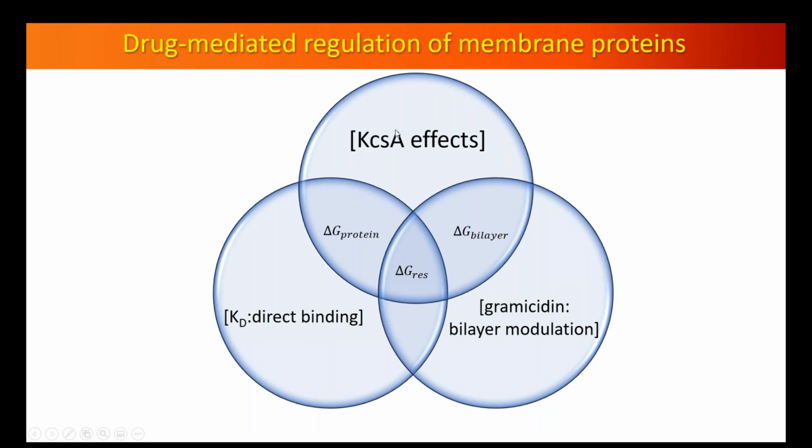If there's overlap between KCSA effects and affinity constants that we get for drug binding to KCSA alone, that would indicate that delta G protein is affected, and direct binding is a more dominant mechanism. If we see that the overlap in concentrations is the concentrations at which each drug affects the bilayer, that would indicate that the mechanism is mediated by the lipid bilayer. There will be, however, cases in which all three concentrations will overlap, and that would indicate to us that the residual energy may be involved as a component to regulation of KCSA function.